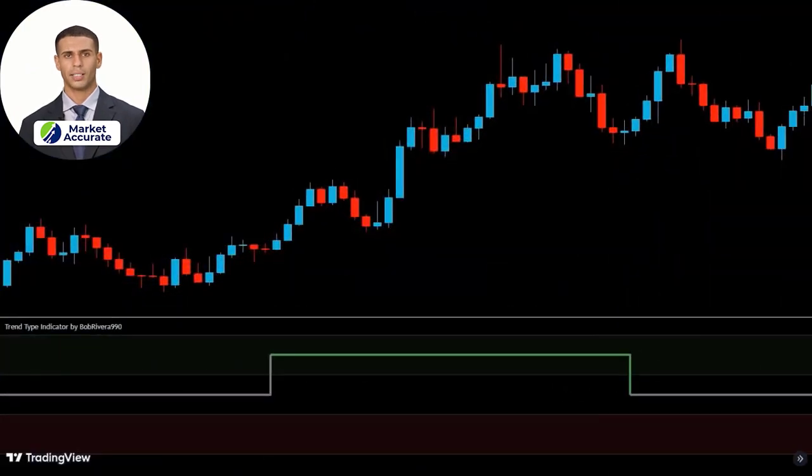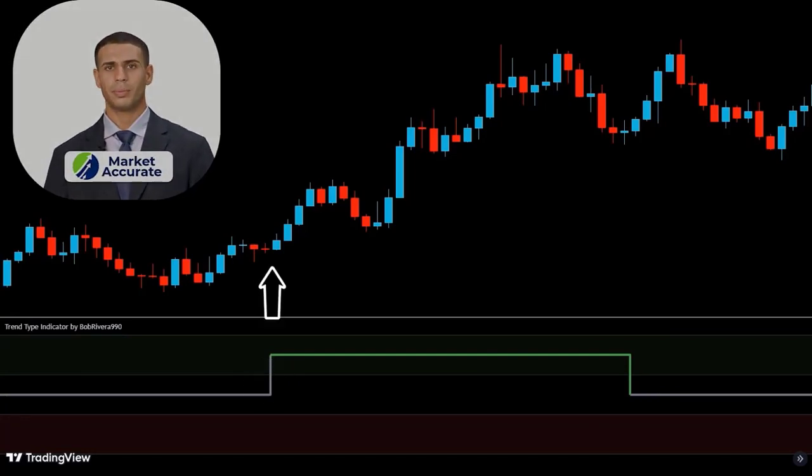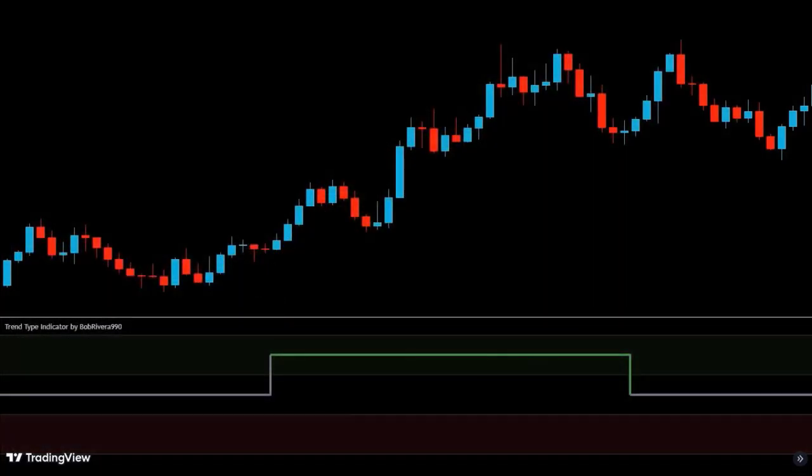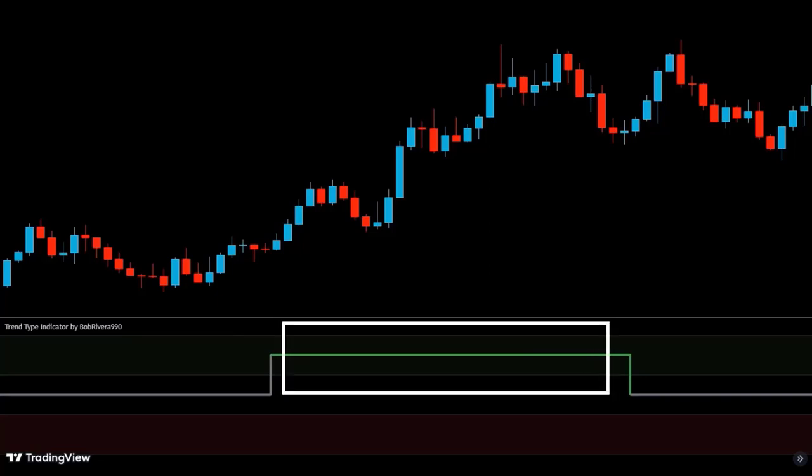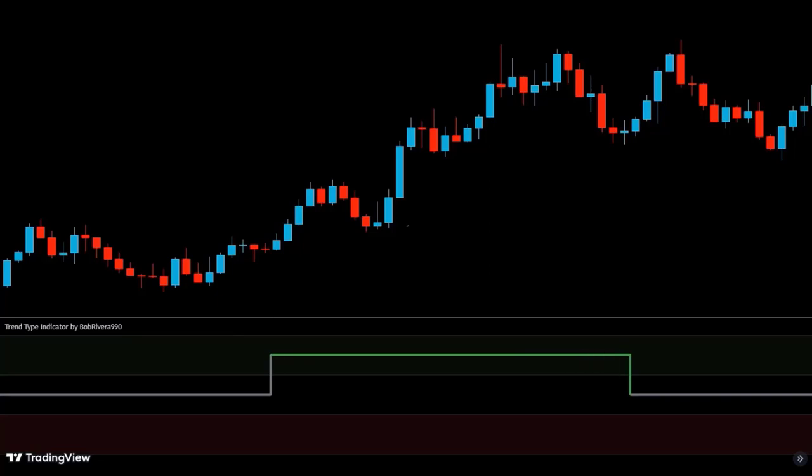Alright, pay attention to here. At this position, the gray line has entered the upper area, which means that an upward momentum is starting to build up from here. And the gray line changing its color to green means that this upward momentum is continuous and we could have made long trades in this upward trend.